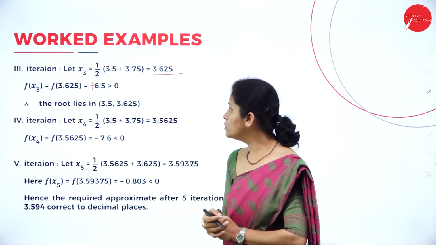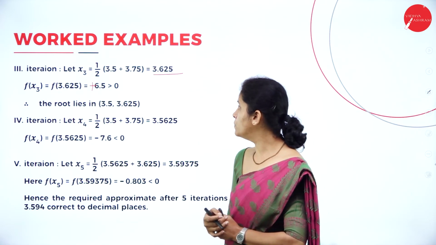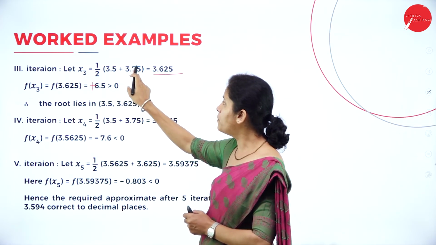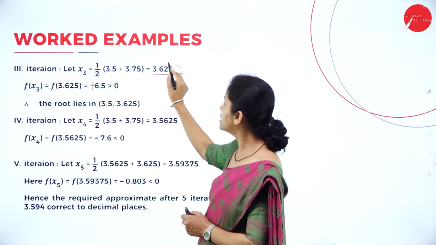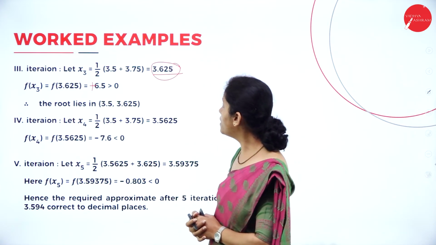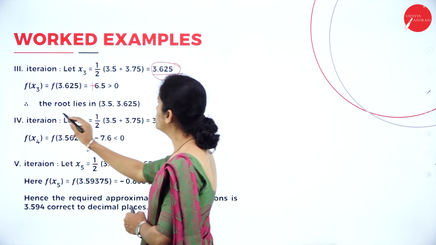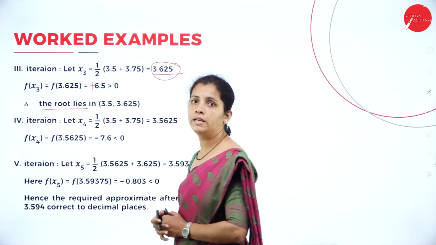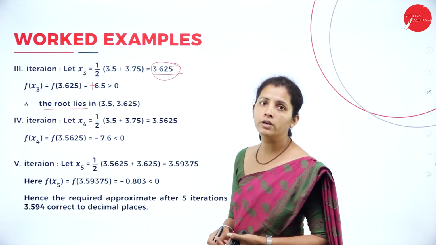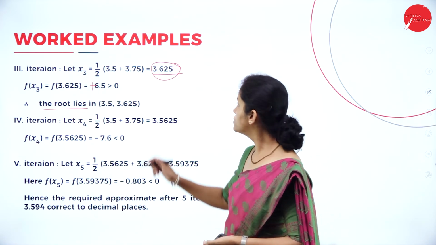And what do I want to do? I want to modify the B value. So instead of taking B equal to 3.75, what am I going to consider? I'm going to consider 3.625. That's nothing but the x3 value. So I'm going to write the root lies between A, which remains as it is, that is 3.5, and what about B? I'm going to make it x3. So that is 3.625.